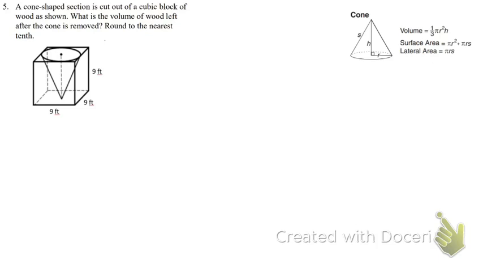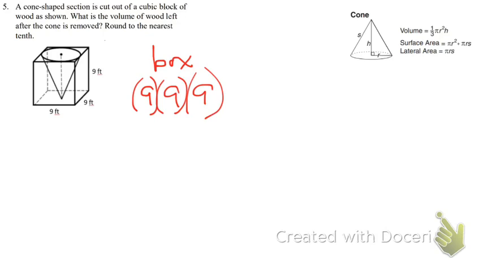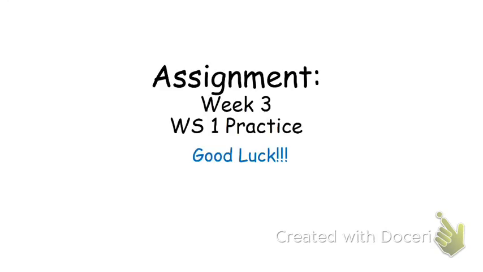Okay, last one. Read it carefully though. This one, they've basically drilled out a shape. So we started with the volume of a box, which is always easy, length times width times height. So that's 9 times 9 times 9. But what they did was take this cone and drill it out of the box. That means if they take it away from the box, that means we have to subtract the volume of the cone. Okay, formula for the volume of a cone.